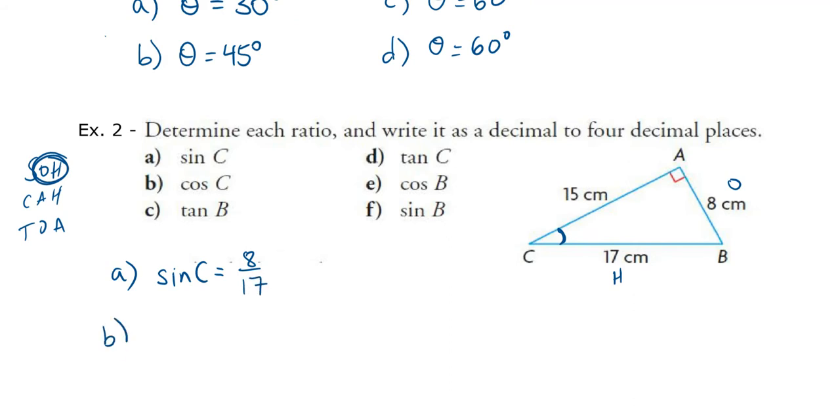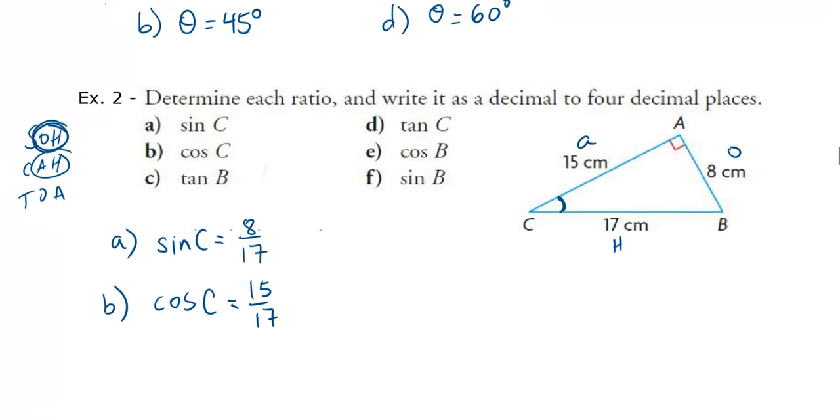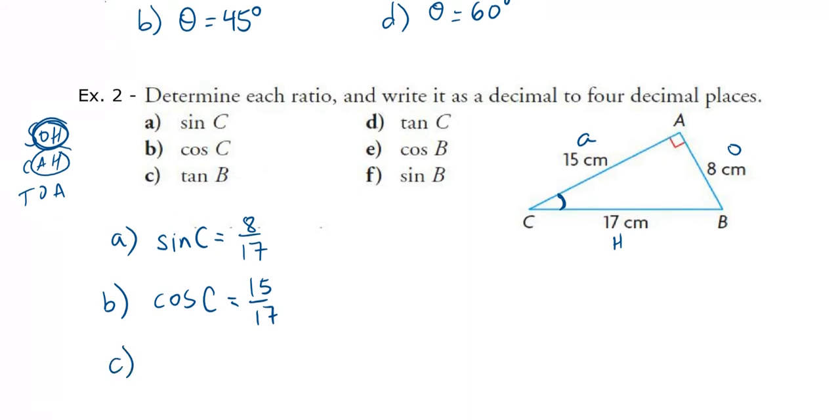We look at part B, the cosine of angle C. Well, 15 is my adjacent side, and the cosine is the adjacent side divided by the hypotenuse. So the cosine of angle C is equal to 15 over 17. Then the tangent ratio is the opposite side divided by the adjacent side. So look at the opposite side, 8, divided by the adjacent side, 15.